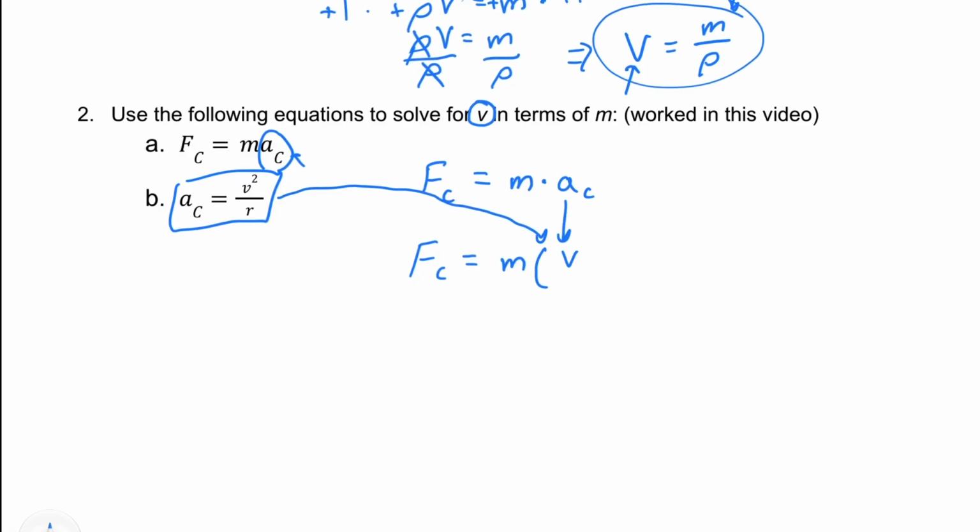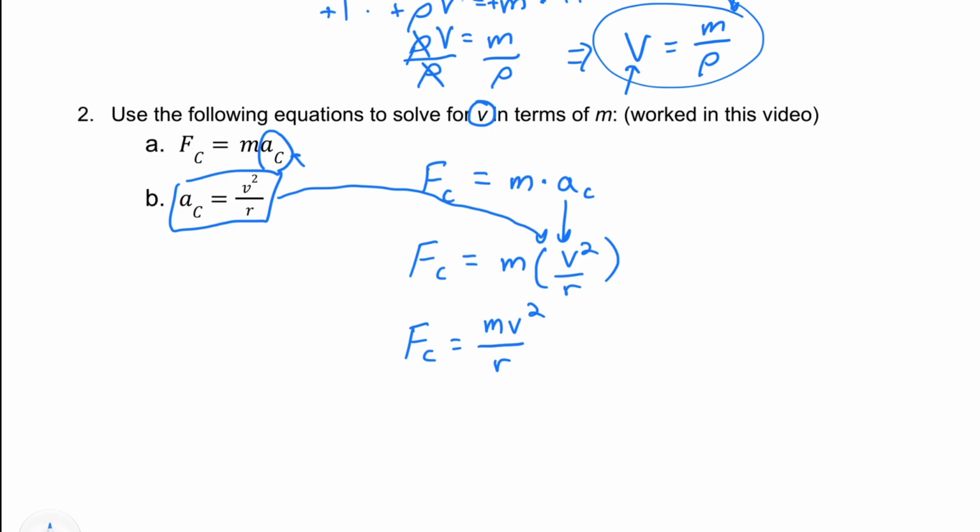I can substitute in v squared over r. So if we rewrite this, f sub c equals m times v squared divided by r. And so we want to solve for v in terms of m. Right now we've got v and m both over on the right side, and neither of them are on the left side. Ultimately we want v on the left side by itself, and then m and all the other stuff over on the right side.